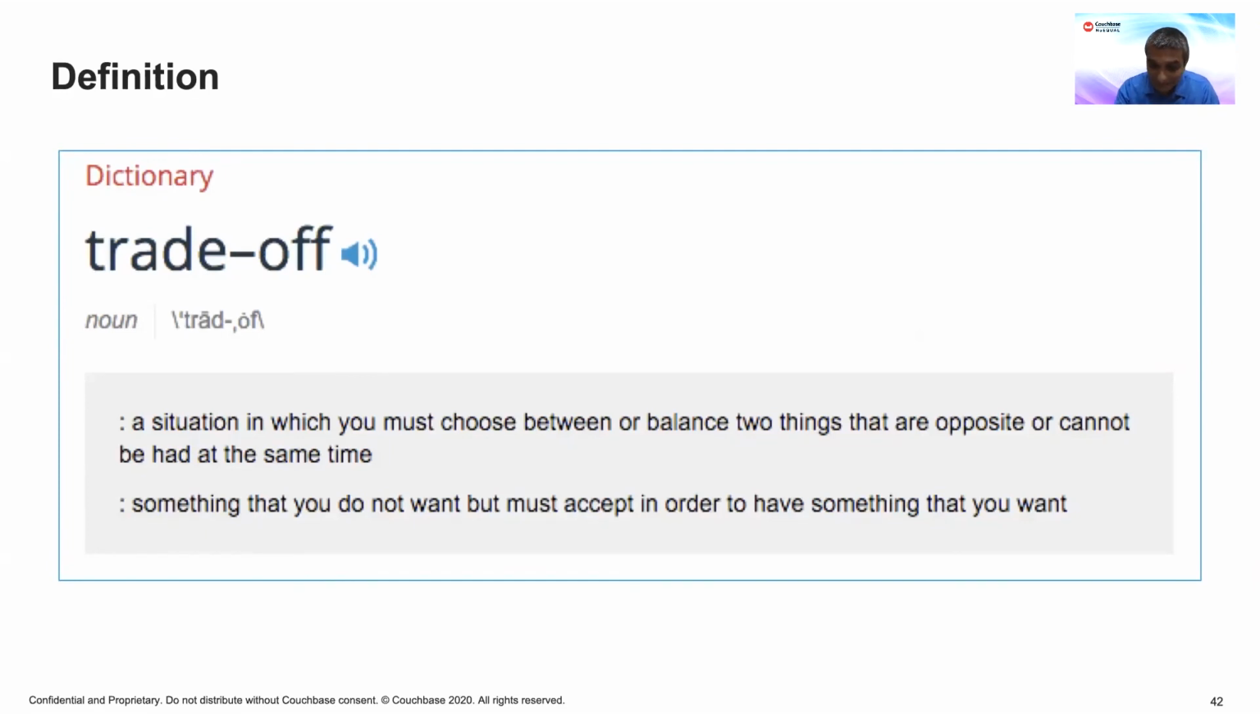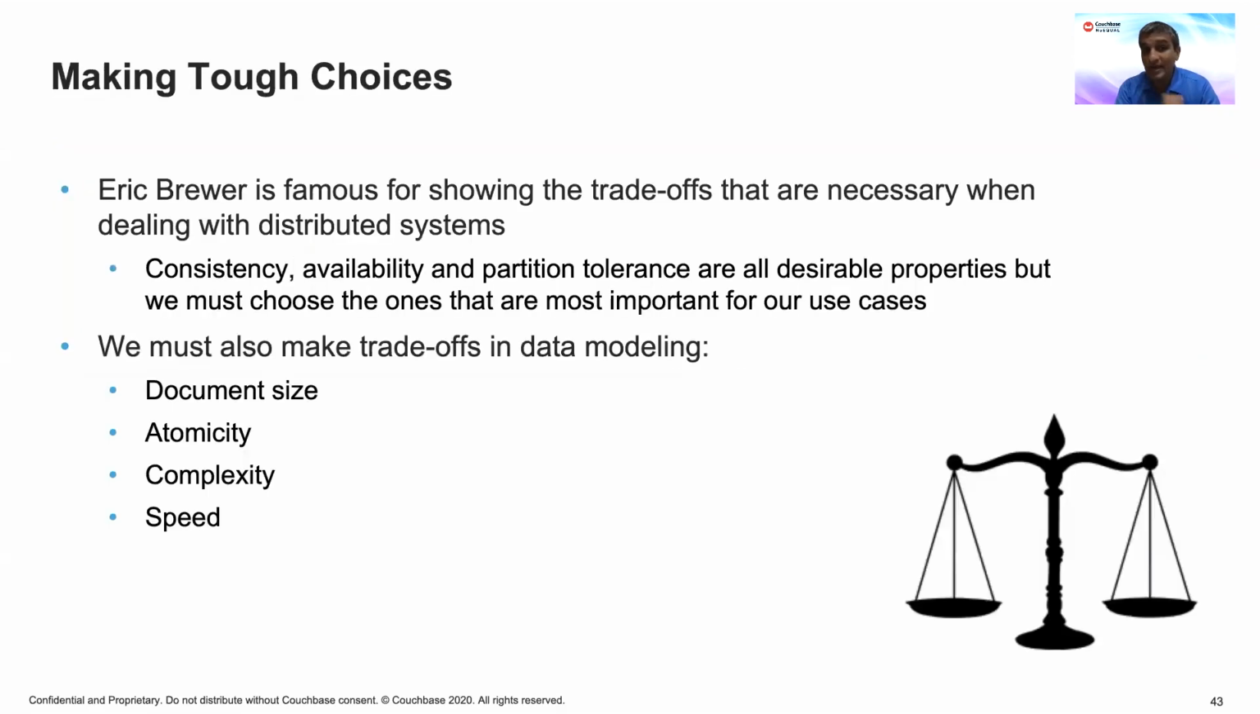So when you look at the CAP theorem, CAP stands for consistency, availability, and partition tolerance. And you know, Couchbase is a CP system, consistency and partition tolerance system, right? Which means the bigger choice has already been done. So what's the choice that you have? Correct? The choices that you have when you're doing data modeling is the choice of document size, is the choice of atomicity, is the choice of complexity, the choice of speed of access.